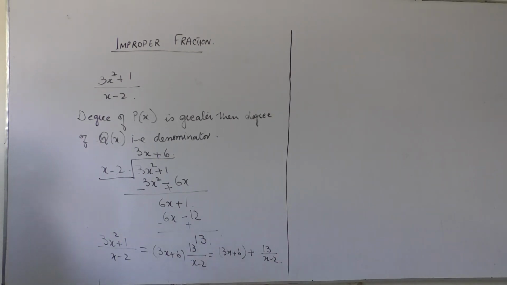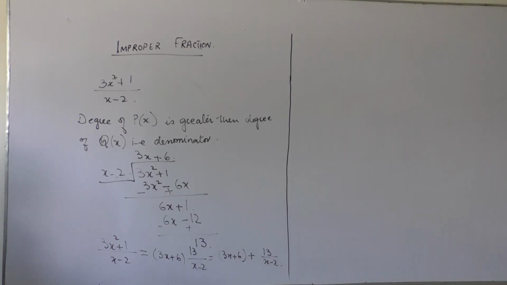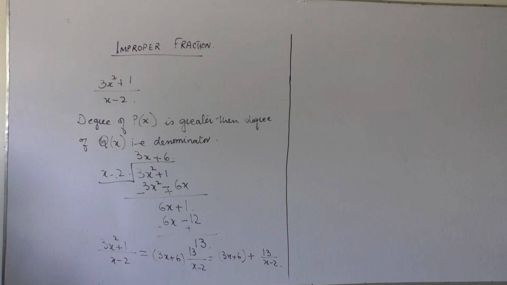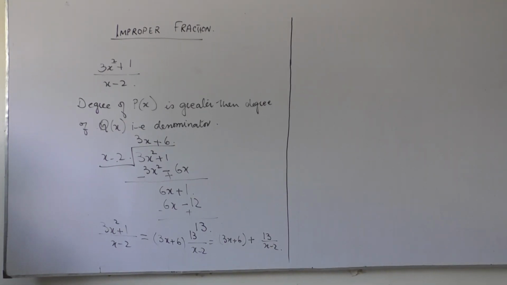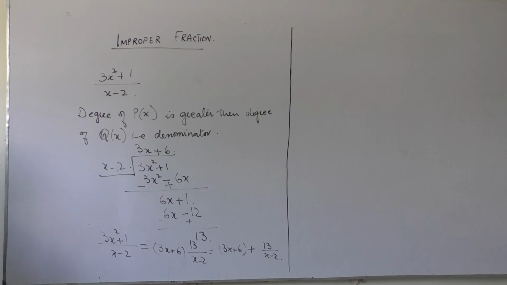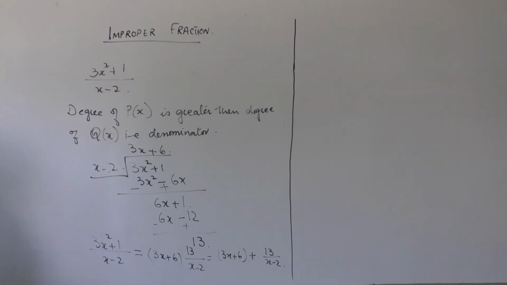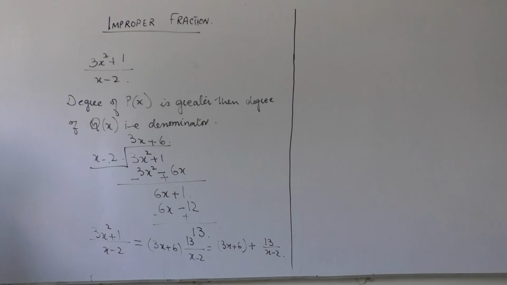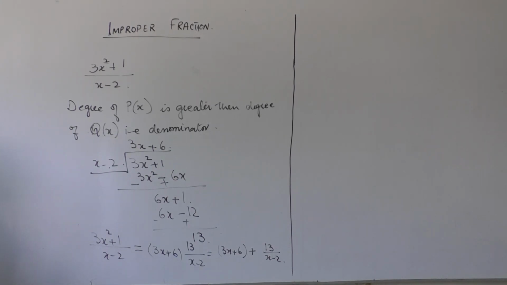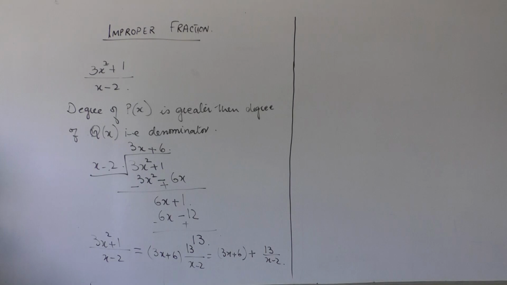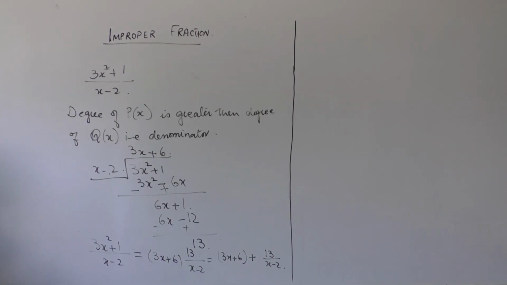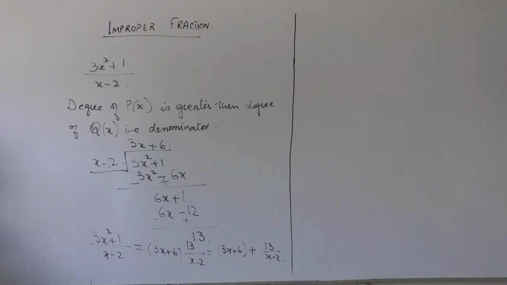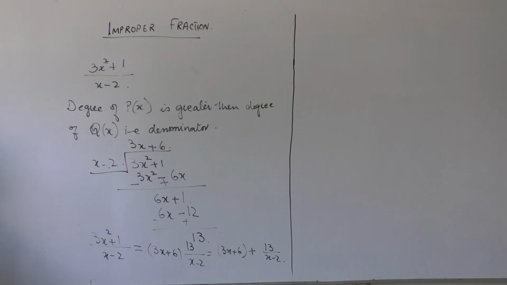Here in exercise 5.1, look at question number 6. In question number 7, 8 and 9, these are questions of improper fractions. So what will we do? We will follow this example and simplify these questions first by converting into compound form. Then we will apply partial fraction method.